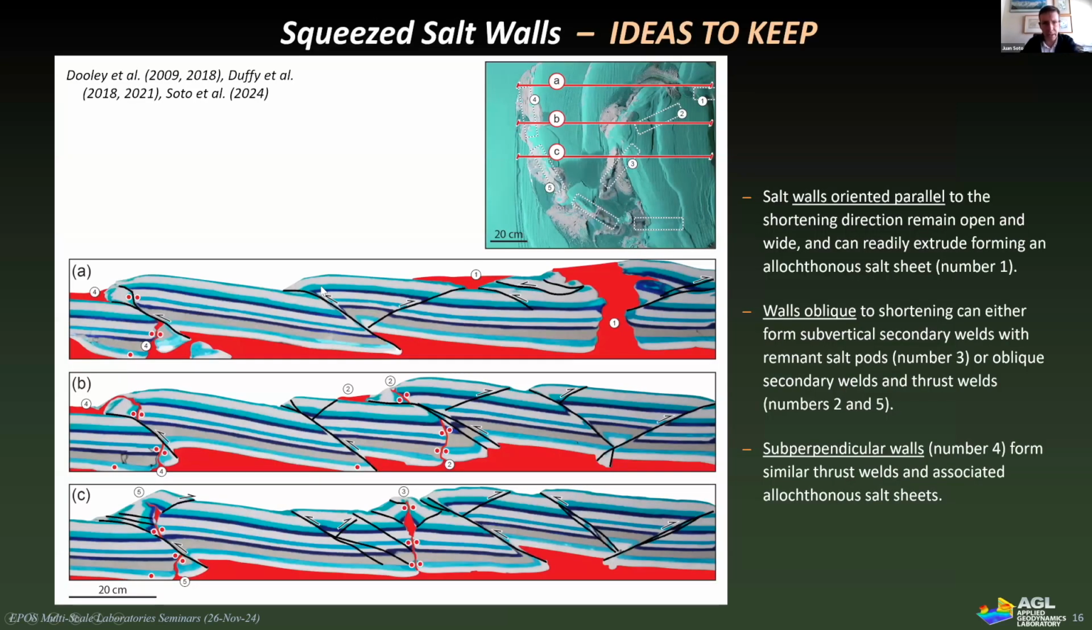So to summarize, the main idea is that salt walls that are parallel to shortening could always be open, like this structure in section A. They can also produce allochthonous structures on top. And the oblique structures like number 2 and number 3 are welded, and the subvertical welds could also be overthrusted, producing these complex structures of vertical welds and thrust welds. So it is very important to consider the orientation and the dimensions of the walls with respect to the shortening direction.